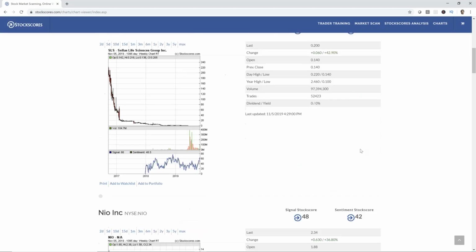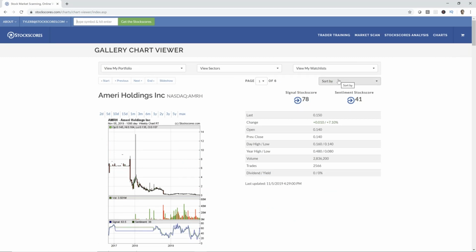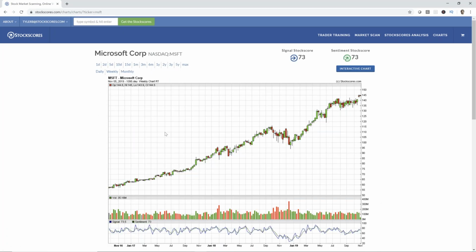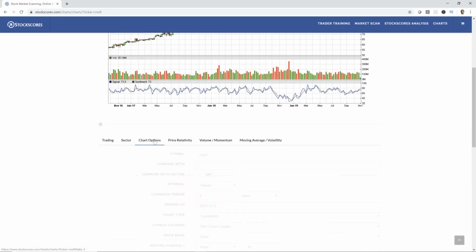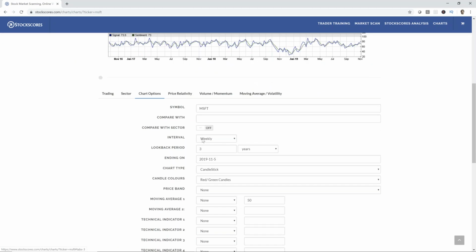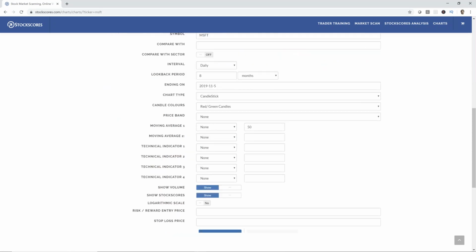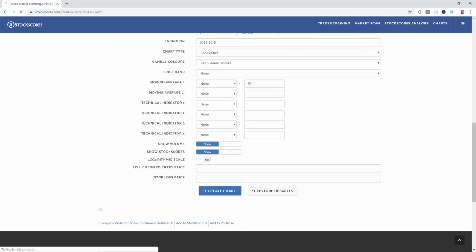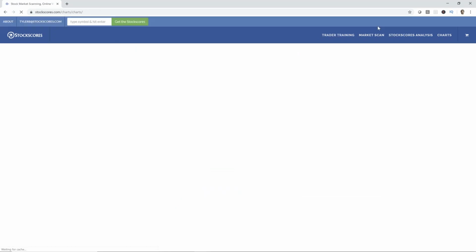So you know what, I'm going to actually change my default chart first because I don't like these weekly charts for these really crazy moves. So what I'm going to do is pull up any chart. This is a little trick you've got to learn. Microsoft, just pull up Microsoft's chart. I can go down to chart options and change it from weekly to daily. 3 years, I'm going to change to 8 months. And then go down to the bottom, create chart. What I've just done is set a new default chart time frame.